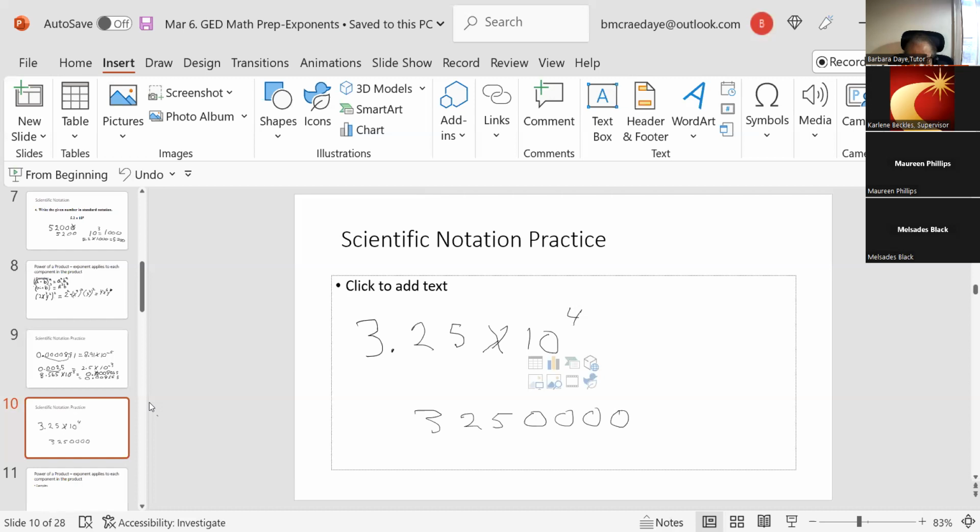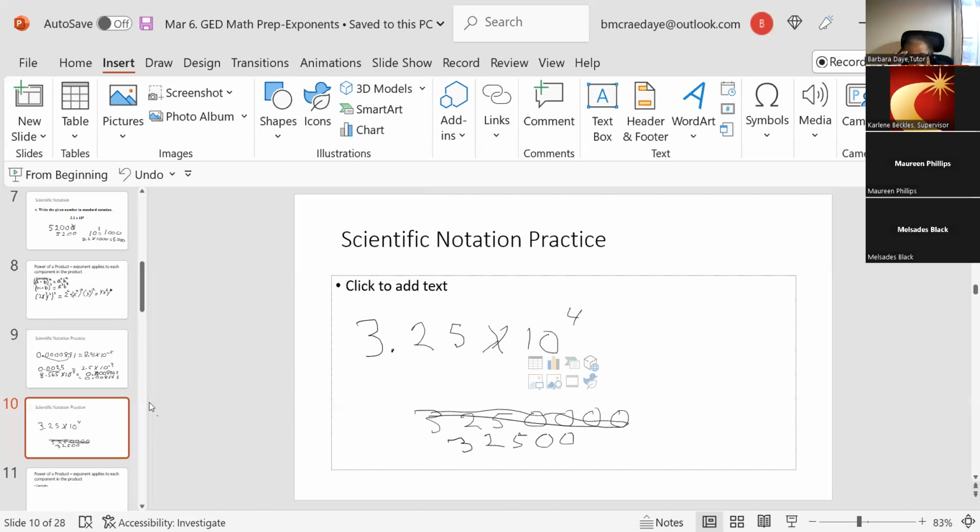Okay, so that number would be 3, 2, 5. How many zeros, Mercedes? 2 zeros. 1, 2. Right, because if it's here and you move it 4 places, it'd be between the 3 and the 2. So you'll get 32,500. So it won't be this one, right?